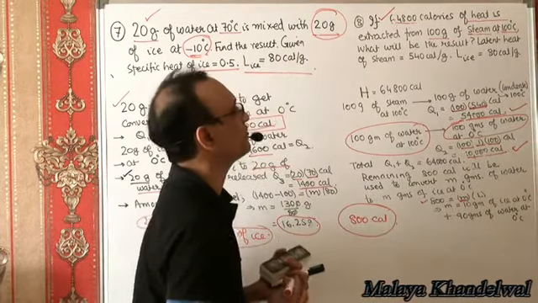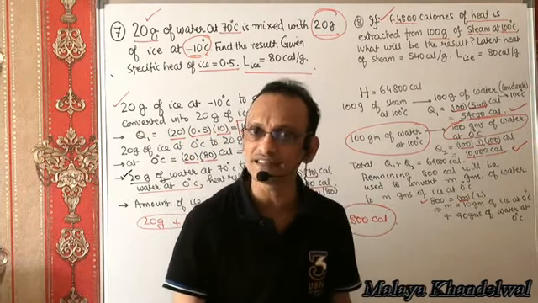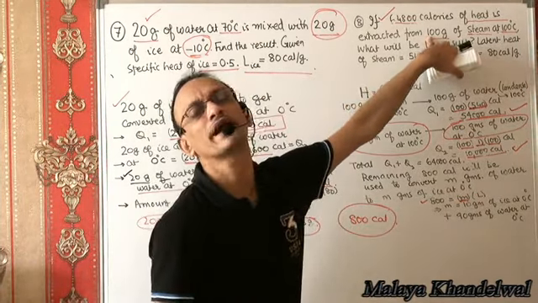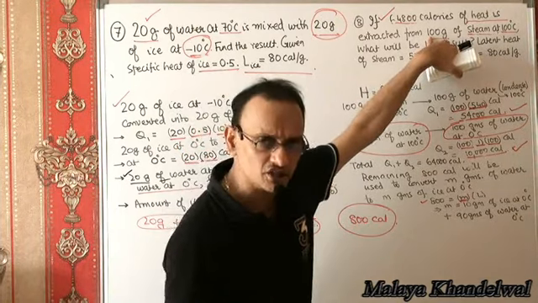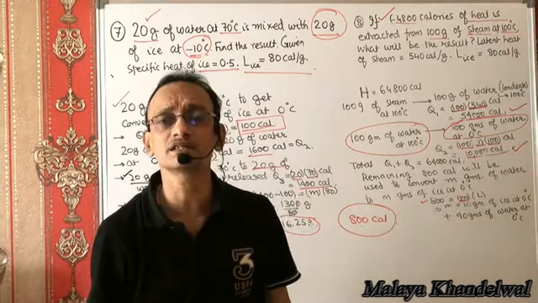So we now have 10 grams of ice at 0 degree centigrade plus the remaining 90 grams of water at 0 degree centigrade. So the final mixture would be 10 grams of ice at 0 degree centigrade and 90 grams of water at 0 degree centigrade.